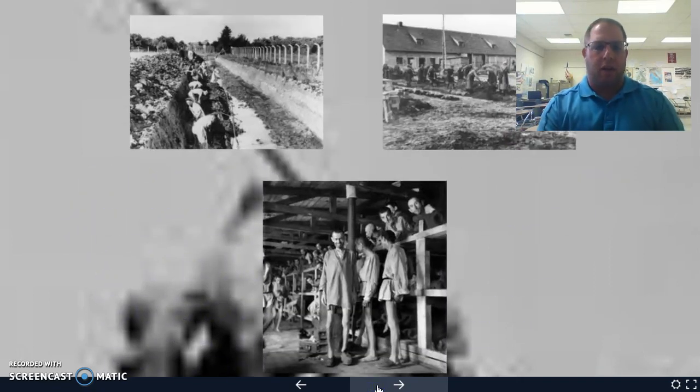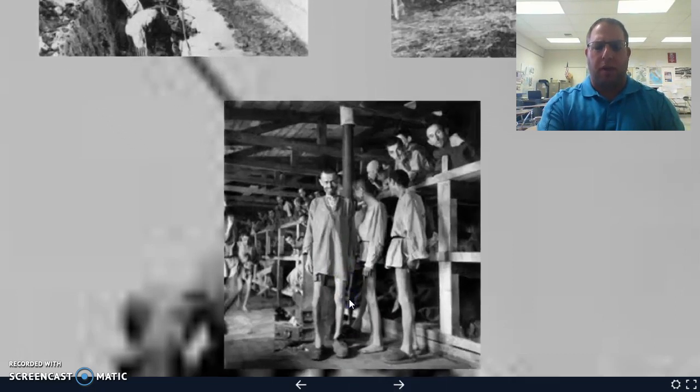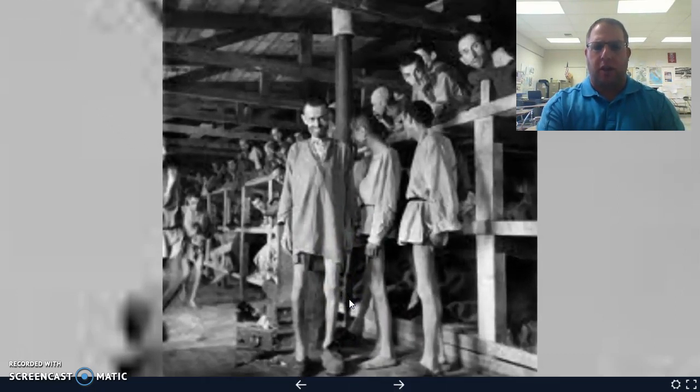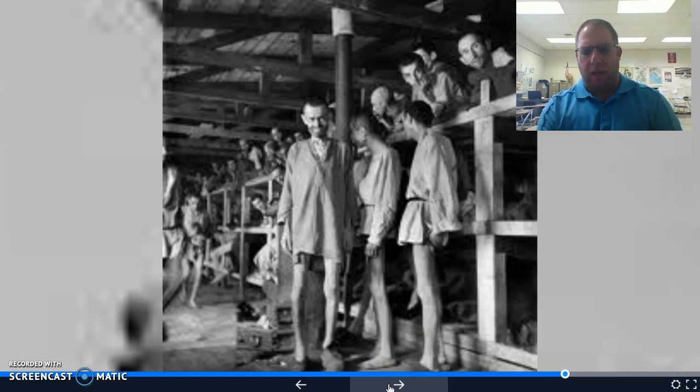All right, and here are a few pictures, and I'm sure you've seen pictures before of the Holocaust, and you can see the emaciation of the people. I mean, you're looking at men here who are probably in their 20s and 30s, and they look like they're in their 50s and 60s and 70s because they're so emaciated. The body has been beaten up so much.